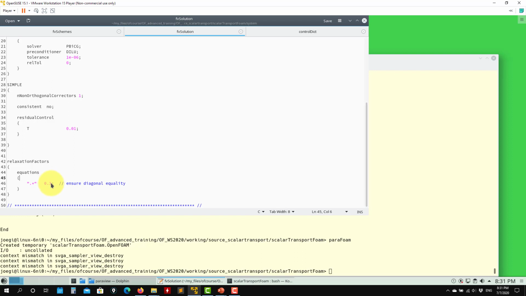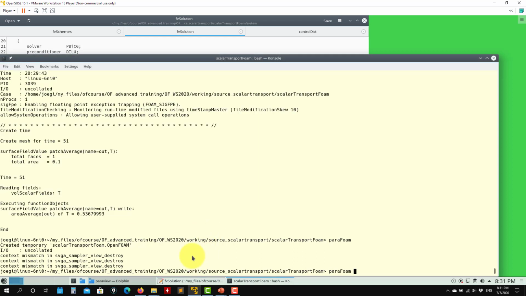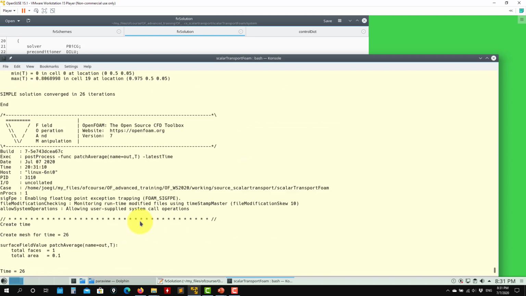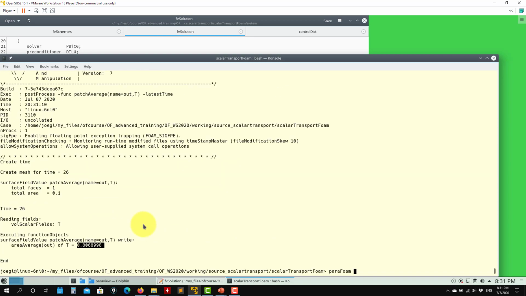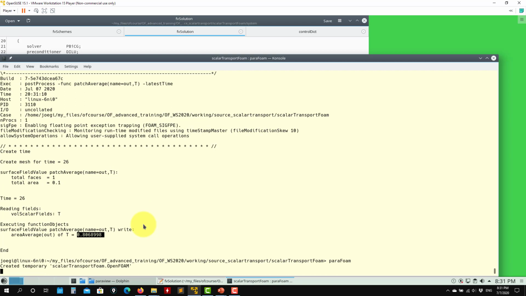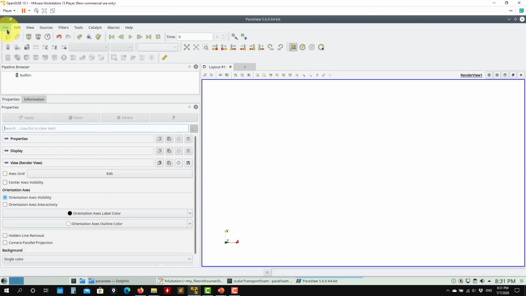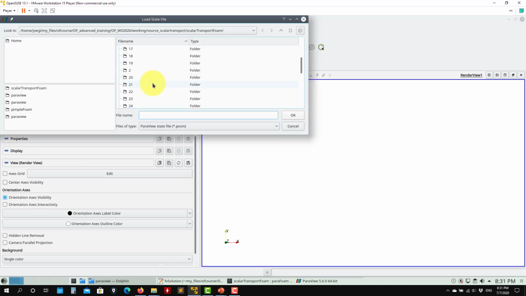Well, let's play a little bit with under-relaxation. So if I go to 0.3 now, see that now it takes 26 iterations, much better convergence, but still we have an accuracy problem. Okay, so if we press again on ParaView, I don't want to load that one, I want to load this state.